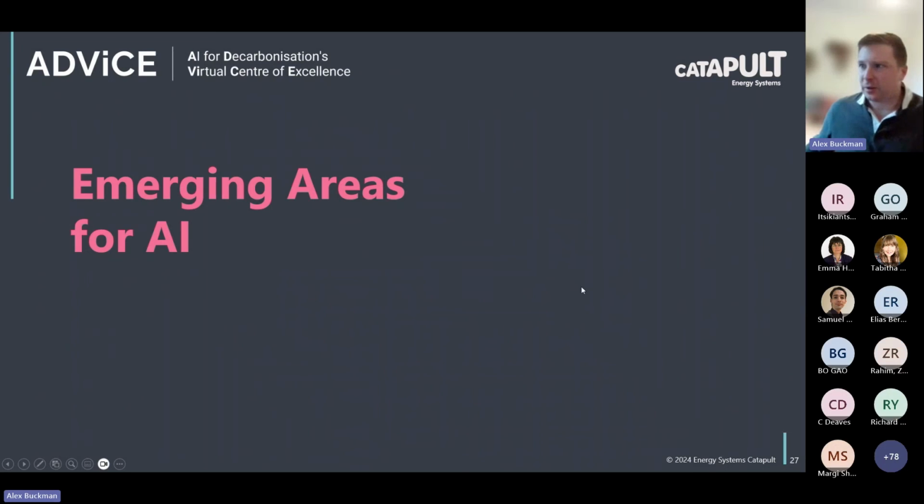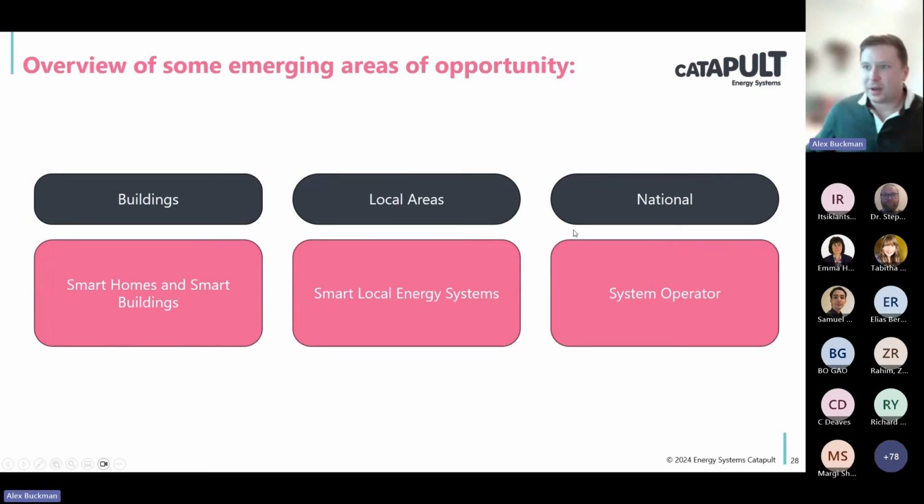Okay, great, thank you. On this next section, I'm going to go over a few areas. The battery trading optimization one is something where there's a lot happening already, but these next sections are ones that are maybe a little bit more emerging. So I'm going to talk across different scales: buildings, local areas, and national. I'm going to talk a bit more about smart homes and smart buildings, smart local energy systems, but also opportunities within the system operator as well.